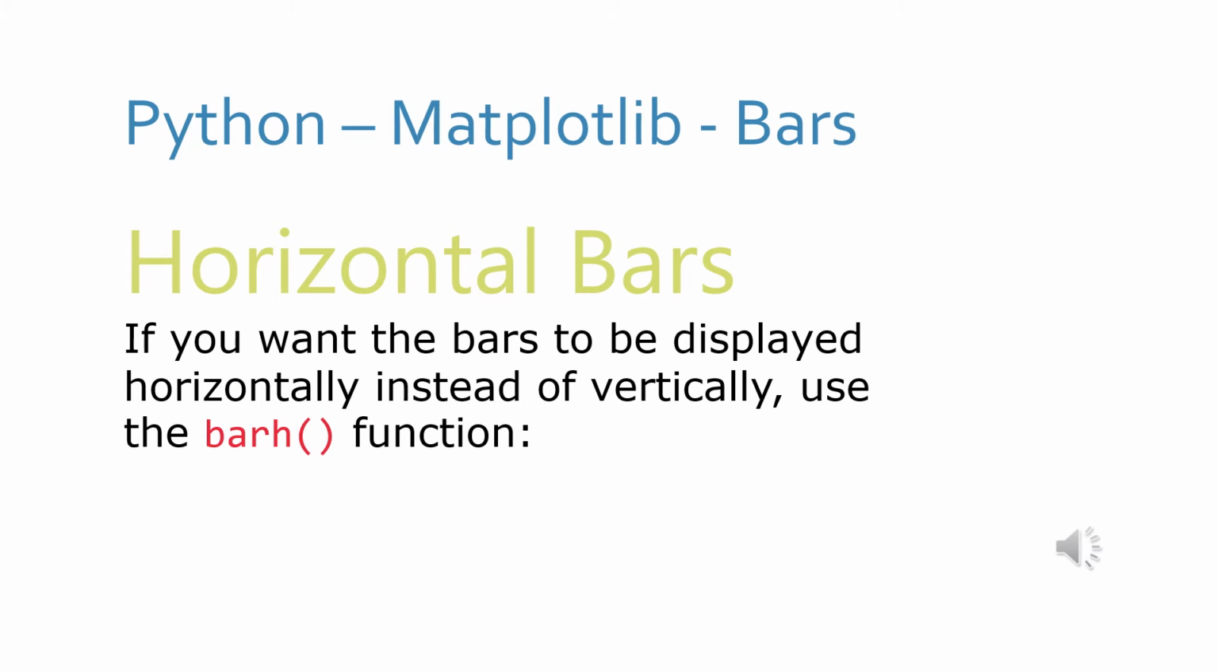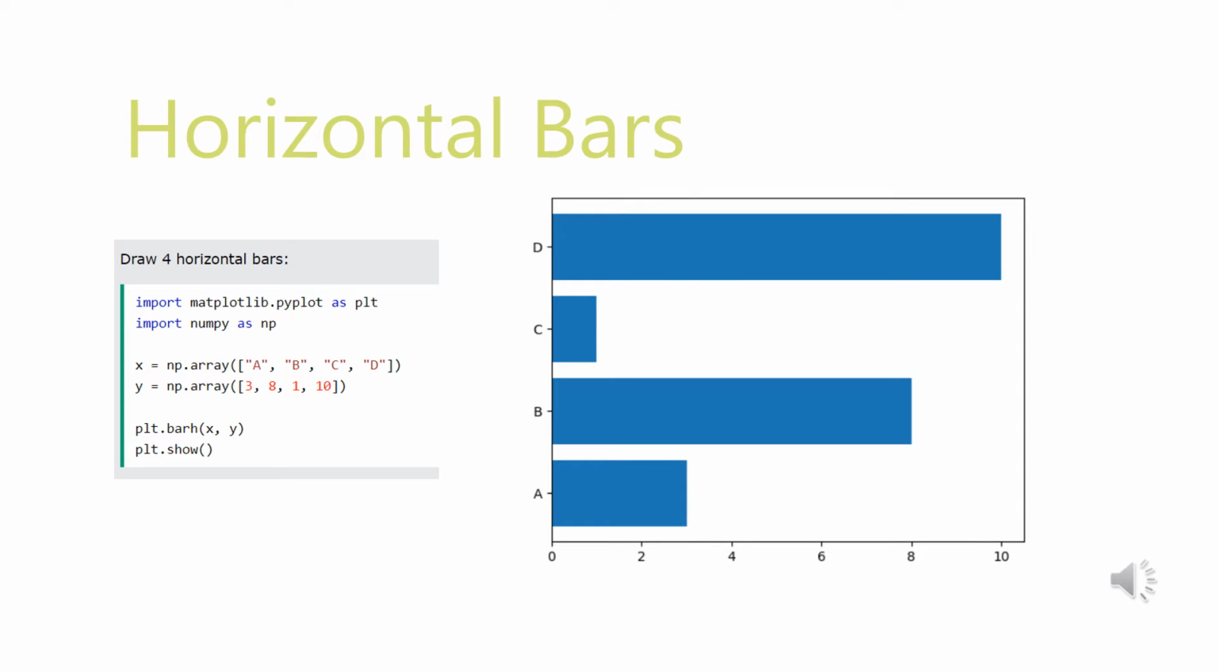We can also have horizontal bars. For that, we need to use the barh function. In this plt.barh example, I have given the x, y. So now the x, y will be listed as horizontal bars. You can see A, B, C, D, and E are listed as horizontal bars.